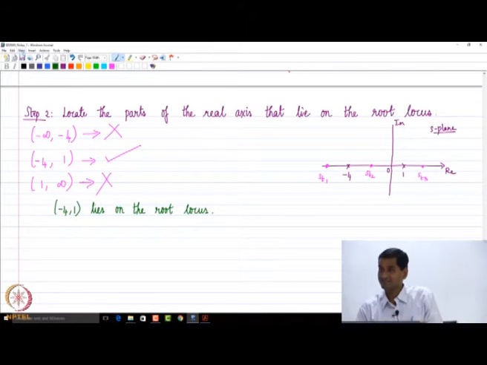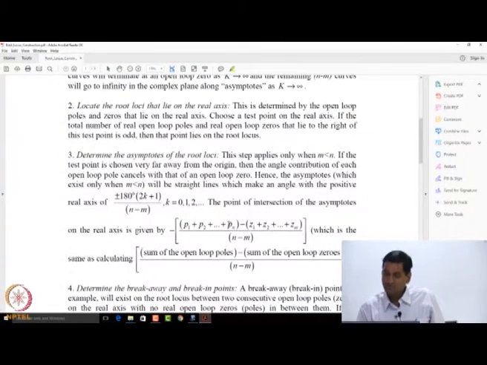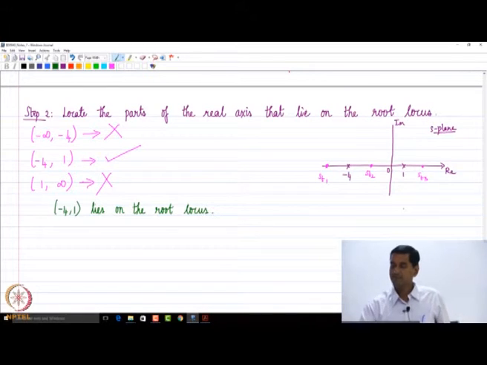How do we generalize it from this example? That is what this document is about. What was the condition? Choose a test point on the real axis. If the total number of real open loop poles and real open loop zeros that lie to the right of this test point is odd, then that point lies on the root locus. If it were 0 or an even number, then that point is removed. So, let us go to our example once again.